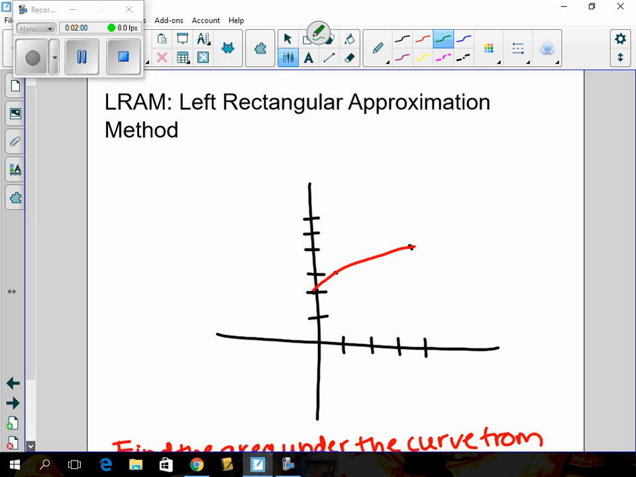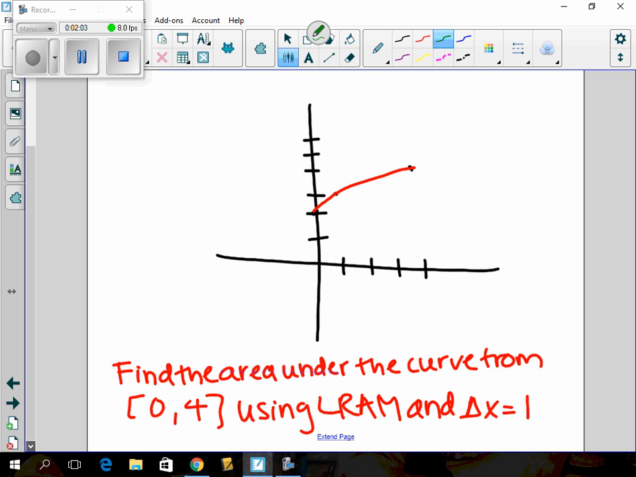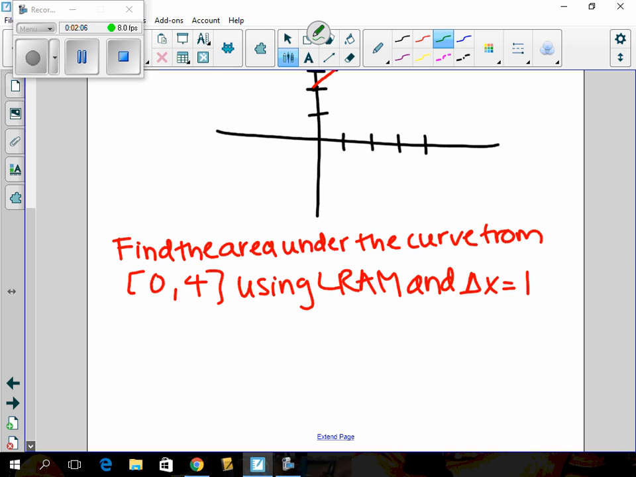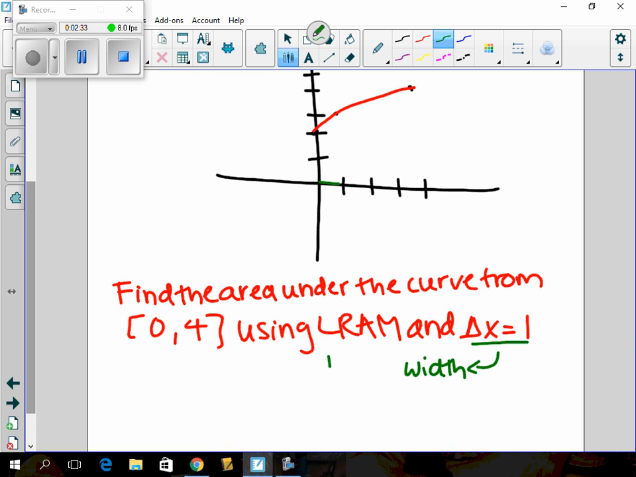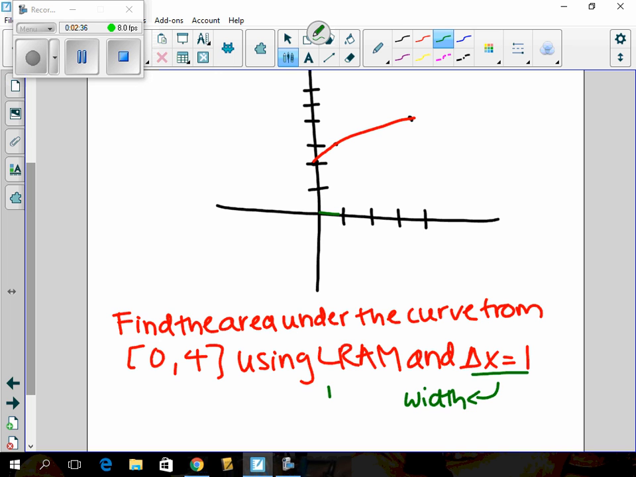So we could be given some kind of problem that looks like this. Find the area under the curve from the interval 0 to 4 using LRAM and delta x equals 1. So this delta x, that's our width. That tells us that on the interval from 0 to 4, we're going to be using 4 separate rectangles. If we go back up, we see the interval from 0 to 1, that has a width of 1, then 1 to 2, 2 to 3, and 3 to 4.